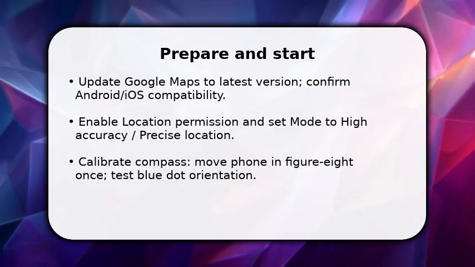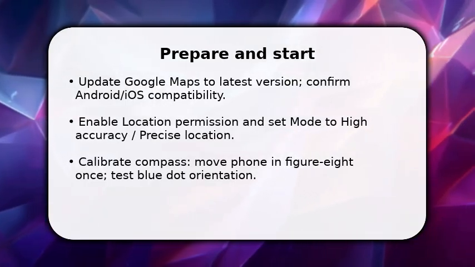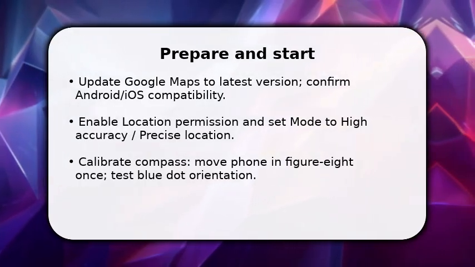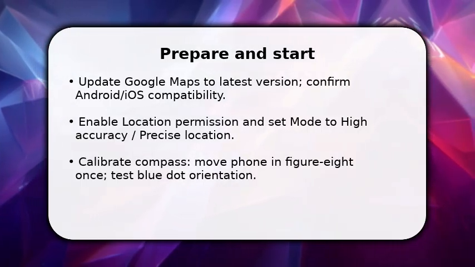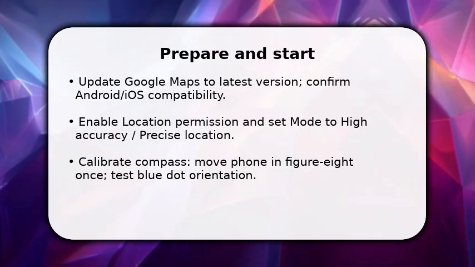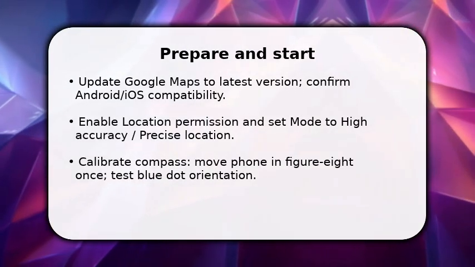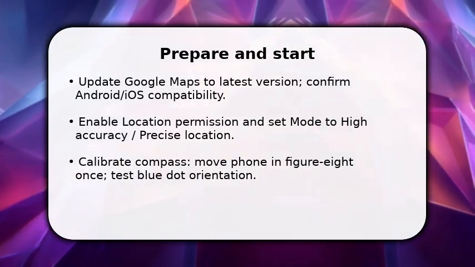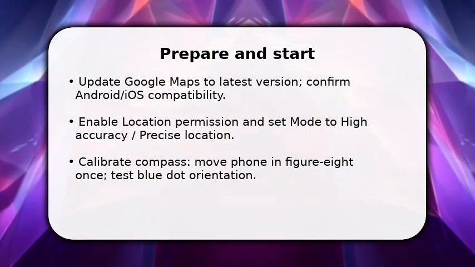You start by preparing the app and device so changes take effect. Update Google Maps and make sure location permission is set to precise or high accuracy. Otherwise, the arrow won't reflect real heading. Once done, calibrate your phone's compass by drawing a figure 8 until the marker stabilizes, then open Maps and begin a route. Tap the blue dot to confirm it centers and shows your heading. This primes the app to display the arrow correctly when you change styles next.